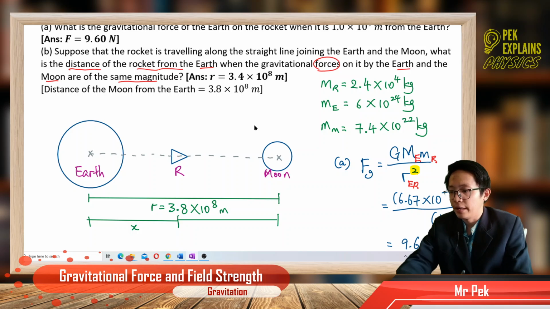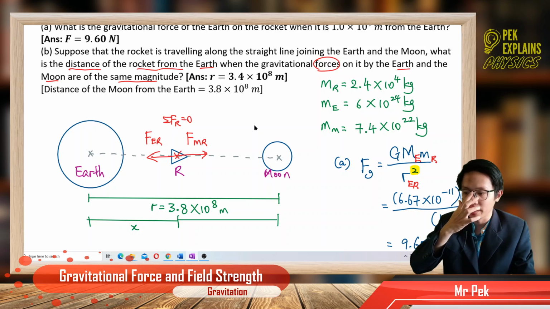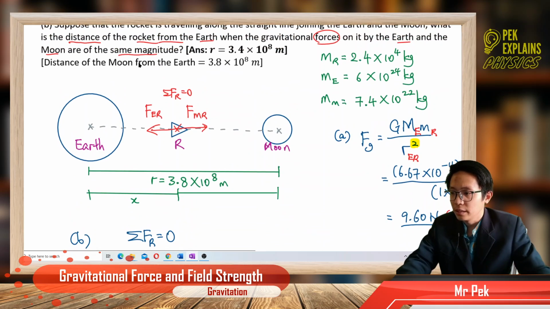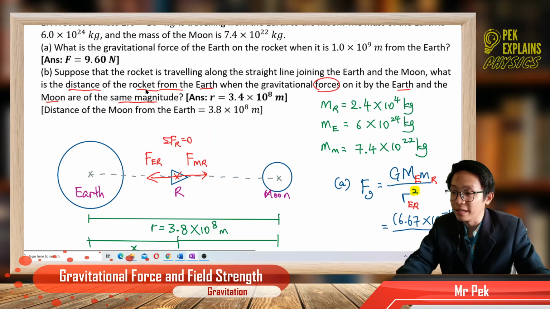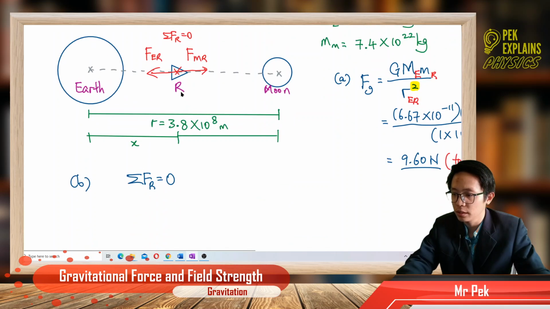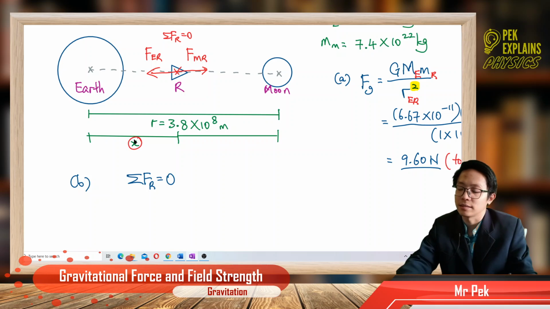You see, the Earth attracts the rocket, so this is F_ER, Earth on rocket. The Moon also attracts the rocket, so this is the Moon on rocket. We want to find the distance of the rocket from the Earth when the total force on the rocket is 0. That means between Earth and rocket. We want to find this x.